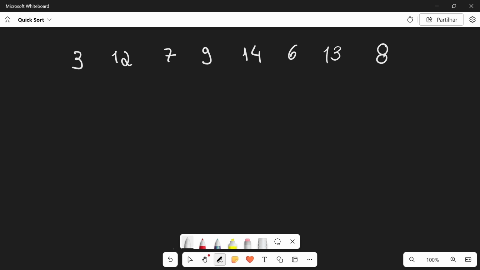Hello everyone and welcome. In this video I'm going to teach you the quicksort algorithm. This is a divide and conquer type of algorithm, meaning we're going to split our main problem into smaller subproblems, solve those subproblems, and then merge the solutions back together in order to solve the original problem. And we're going to do this recursively.